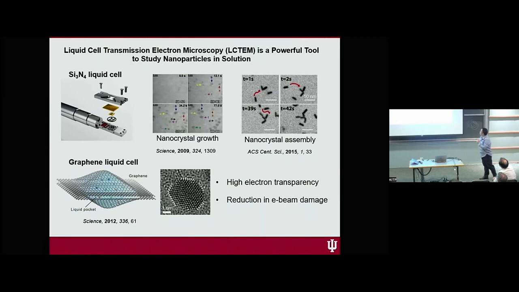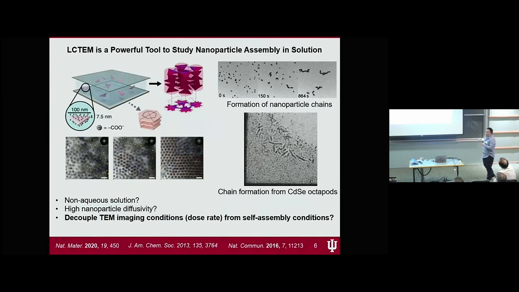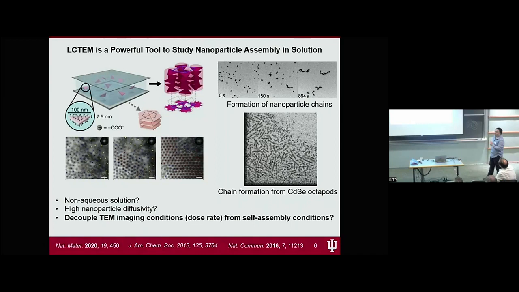This technique has been used to study nanoparticle growth, assembly, and dissolution. Before we started working in this area, there had been a lot of great work. For example, I highlight here the beautiful work from Chen's group, where they use electron beam illumination to trigger the self-organization of gold triangular plates. There are other works. This is one from Argonne National Lab that shows the formation of chain-like aggregates, as well as chain formation of octapods.